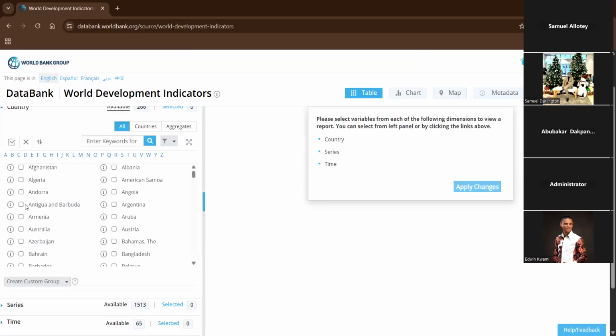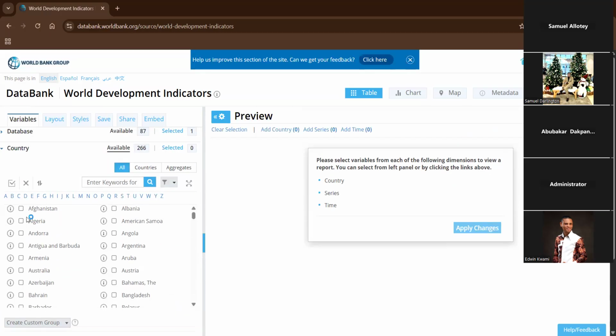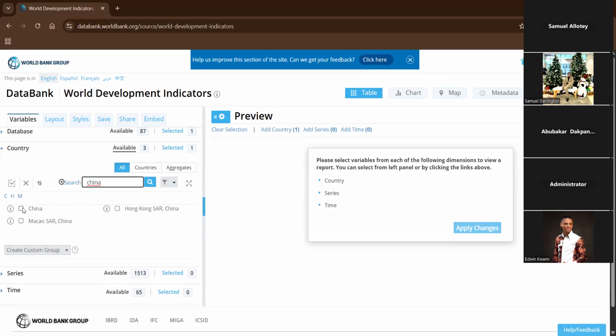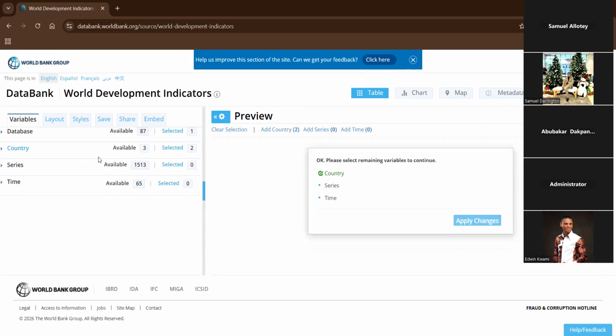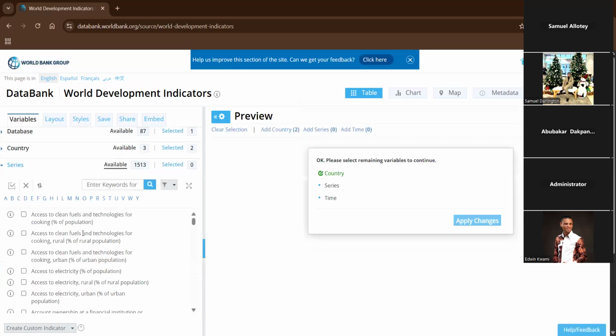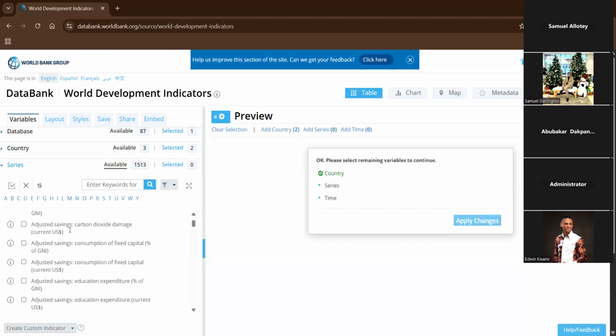So if you are downloading data, after selecting the countries that you need, let's say I want to download for Ghana and then maybe China, then I will select. So now I've selected my countries. I will come to the series, then look for the indicators that I need. It has millions of variables here. You have access to clean fuels, a lot of variables here. So maybe I need GDP. You can search it in the search box there.